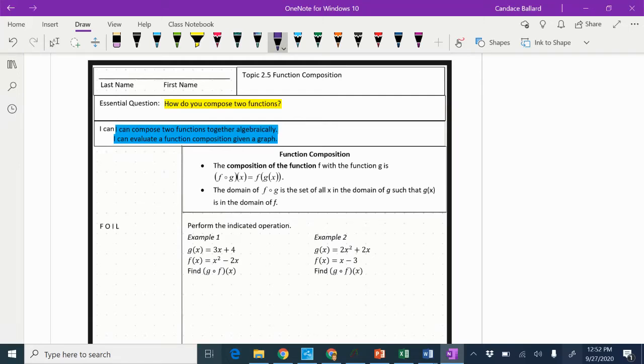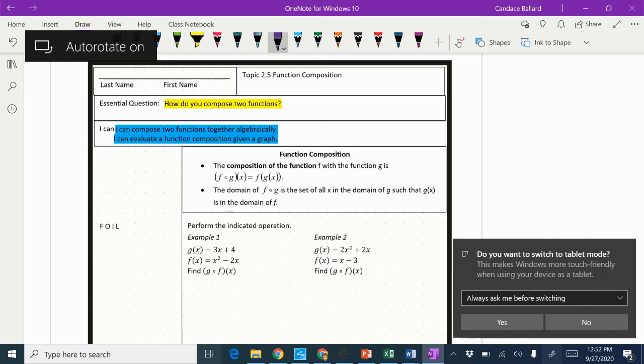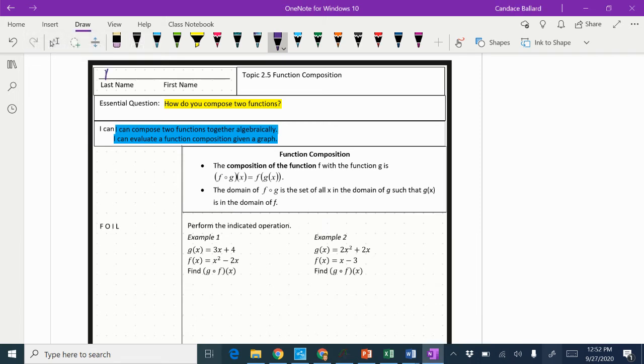So today we're going to talk about function composition. You're going to want to make sure, as always, you're putting your last name and your first name on the top of the page. So I'm just going to add mine for now. Please make sure it's yours, not mine.